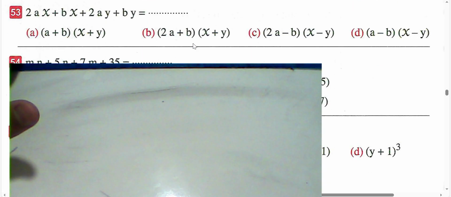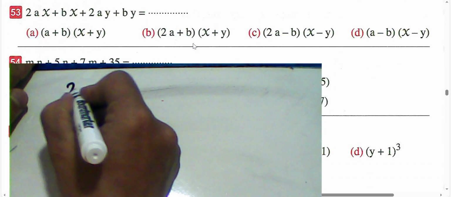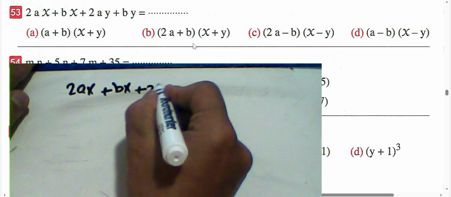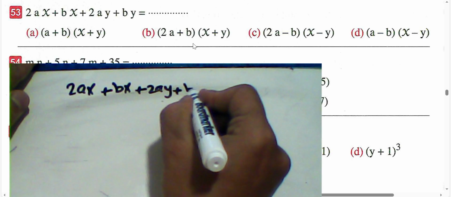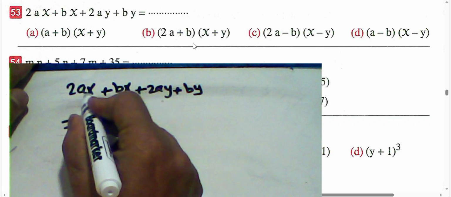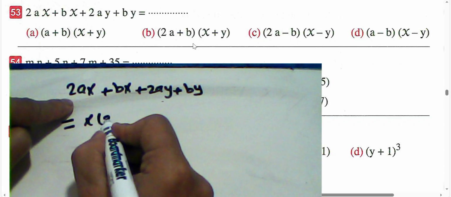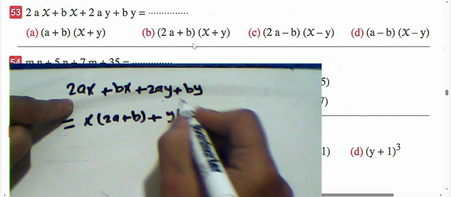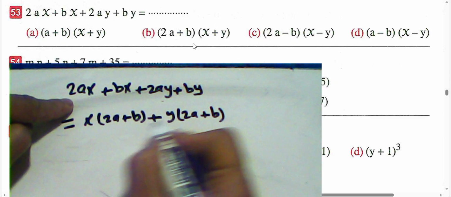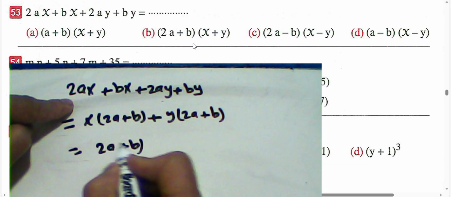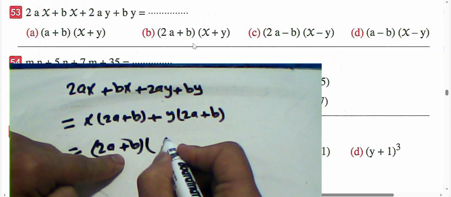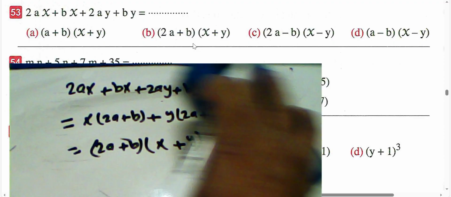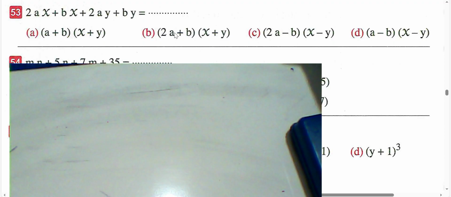Next question. We have 2ax plus bx plus 2ay plus by. We can write x highest common factor between two terms. The result will be 2a plus b. And here write highest common factor y between together. The result will be 2a plus b. Then we can write 2a plus b. Divide this expression by this expression. The result will be x. Divide expression by this expression, it will be y. Next question, number 54.